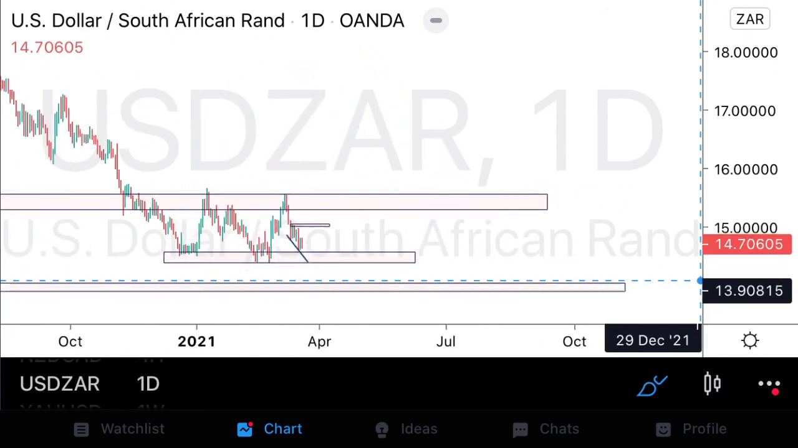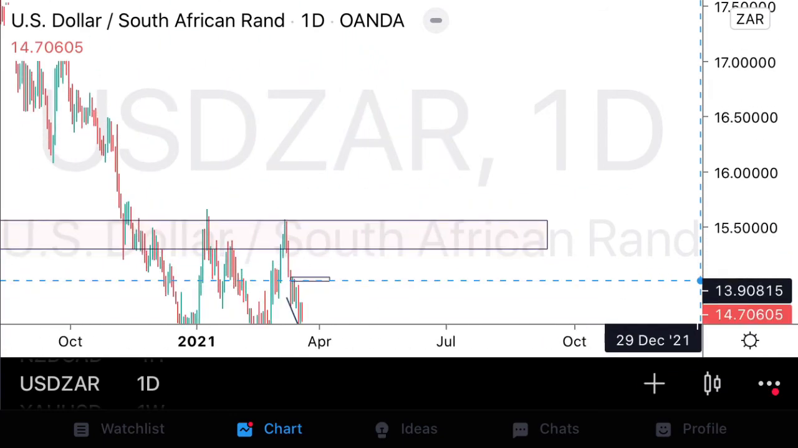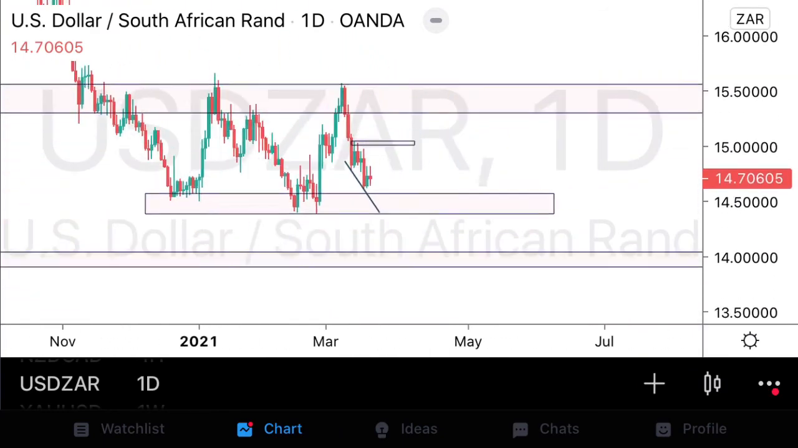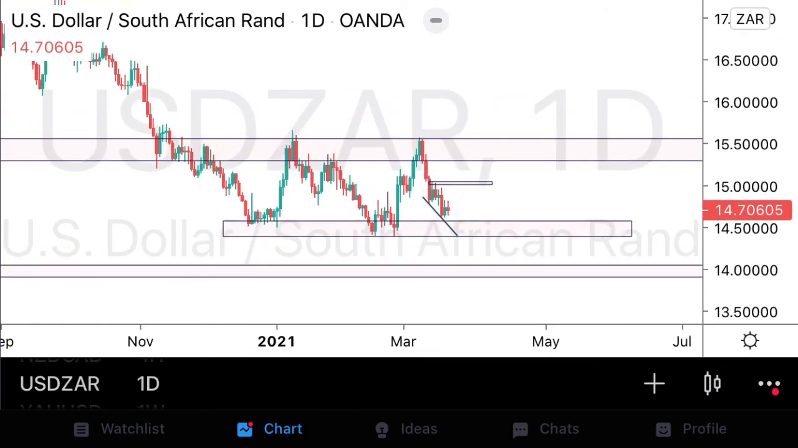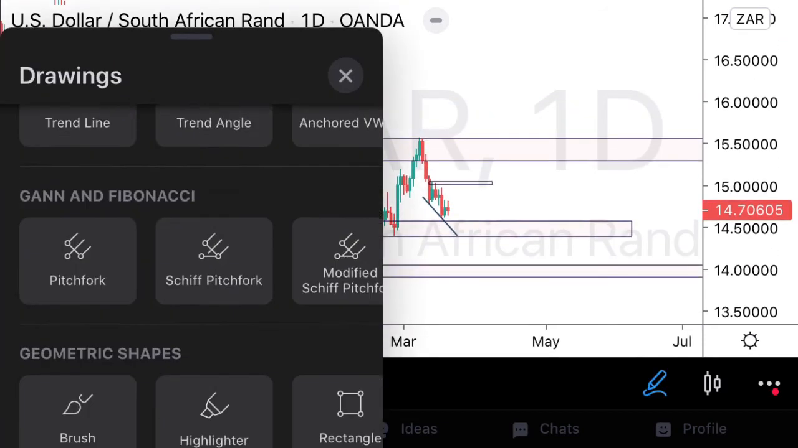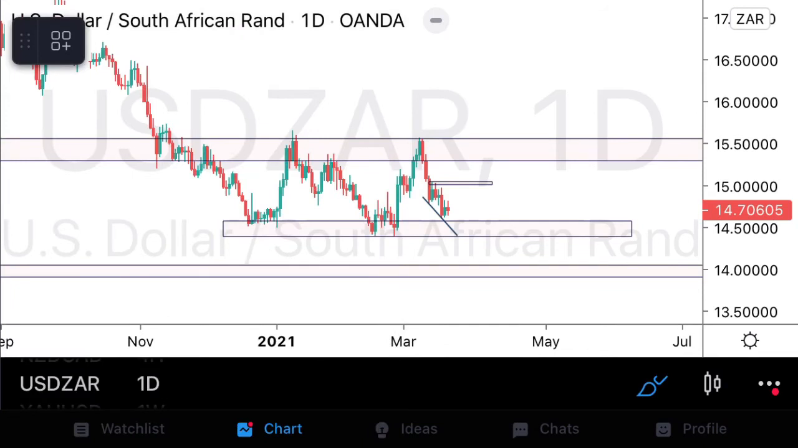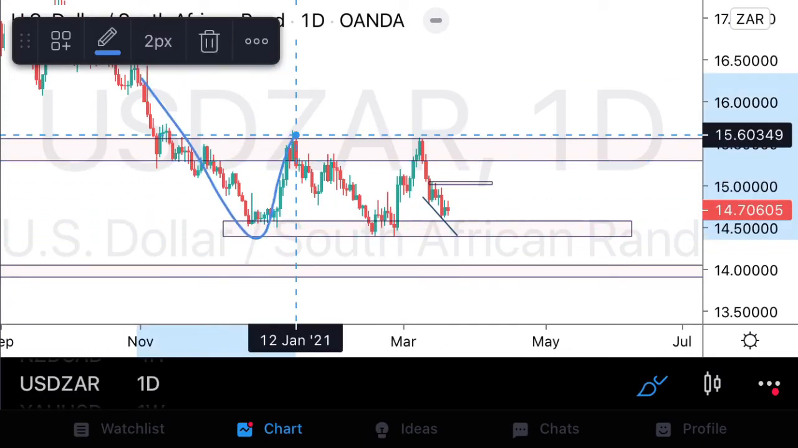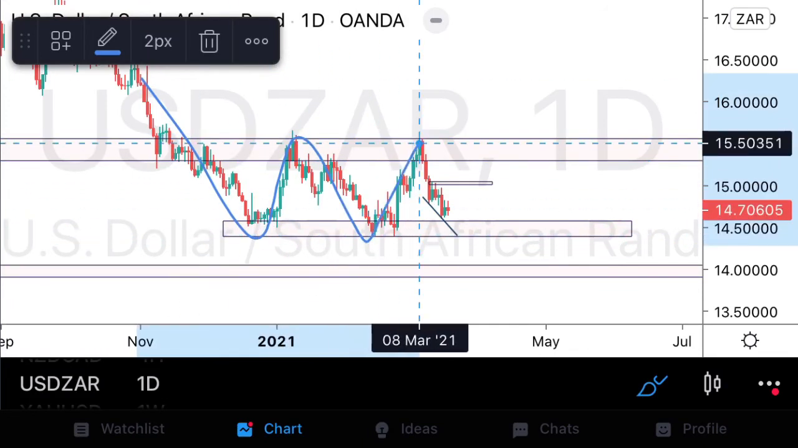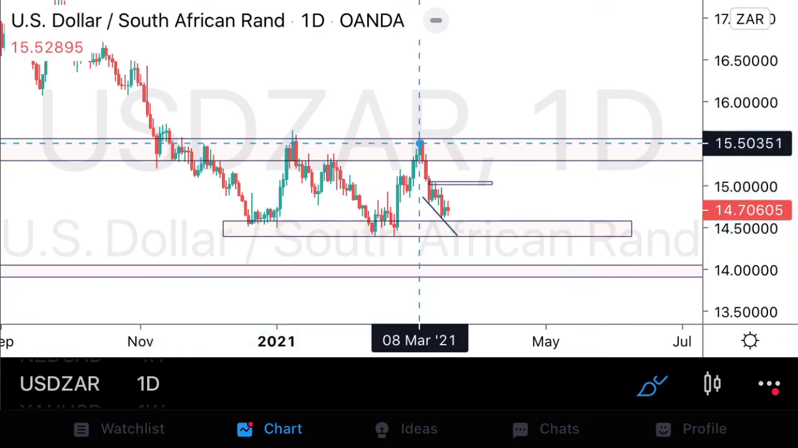What we can see on the daily is that we are within some sort of a range. Let's just get this drawing tool back. We are within some sort of a range. Prices came in, found resistance, found support, found resistance. So now we do know that we are within two important structural levels.